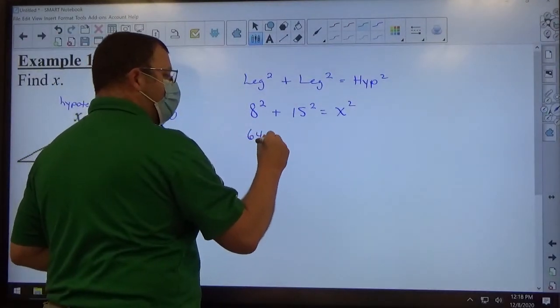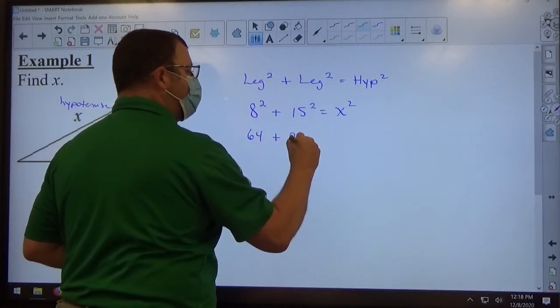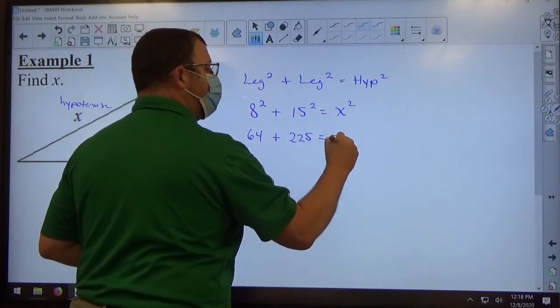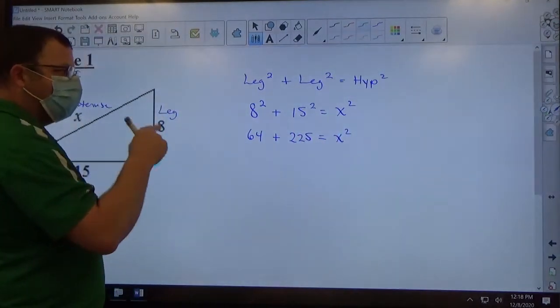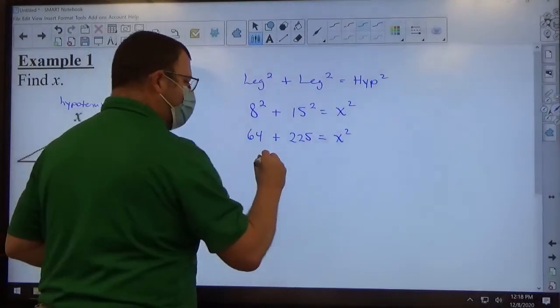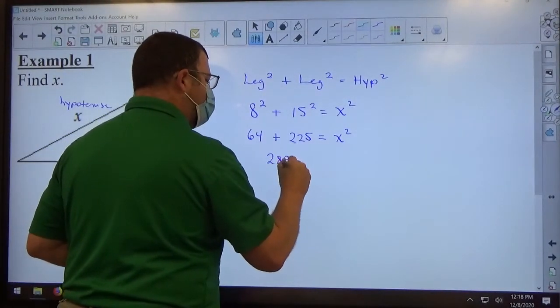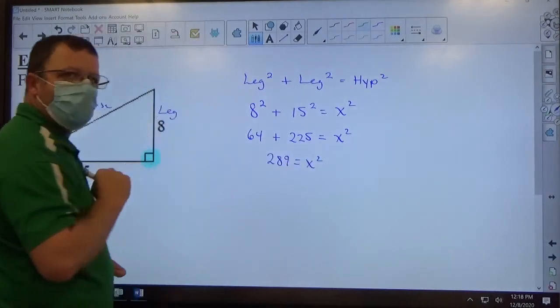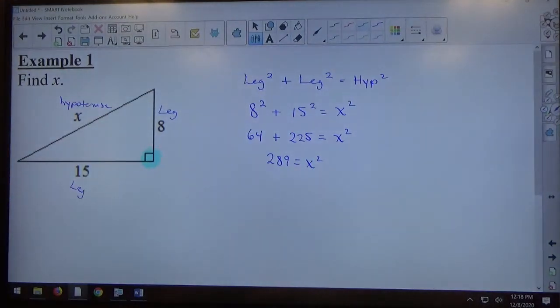So, 8 times 8 is 64. Use a calculator as necessary. 15 times 15 is 225. Again, calculator is necessary. And if 64 plus 225 equals x squared, then 289 equals x squared. And that's the step you're going to get to in every Pythagorean theorem problem. You're going to get letter squared equals number.